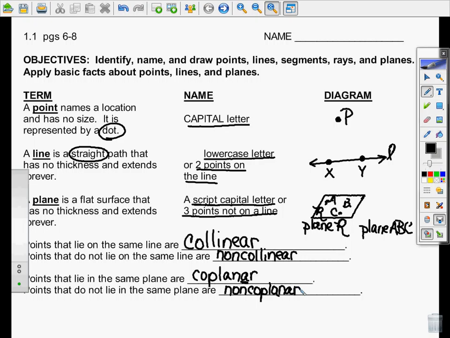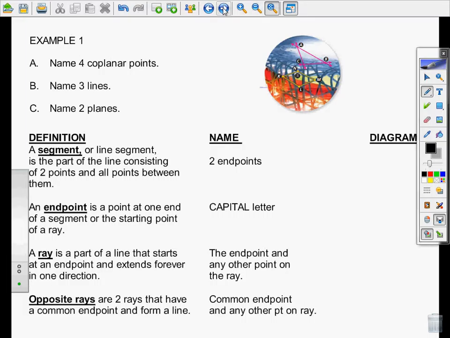All right, let's flip to the next page and do some examples now that we've got some basic ideas, some basic definitions here. For example 1, there's a picture out here to the side that I want you to focus on, okay? Name 4 coplanar points. Now, if you're looking for coplanar, and there's 4 of them, we do need to locate planes. Now, I do agree with you that right here, this ABC is a plane, but there's only 3 points. So we really can't use that one.